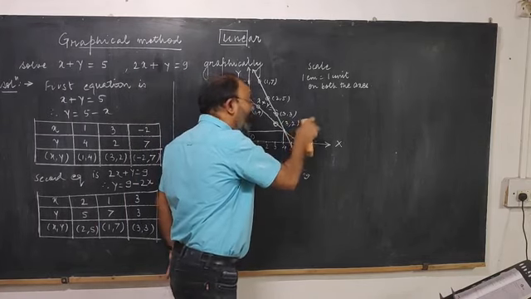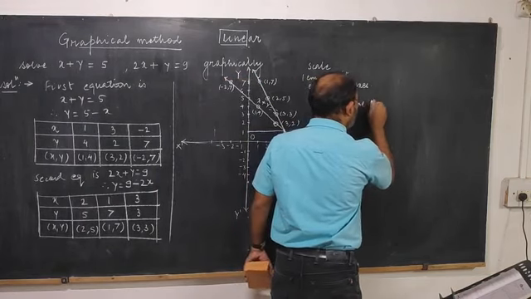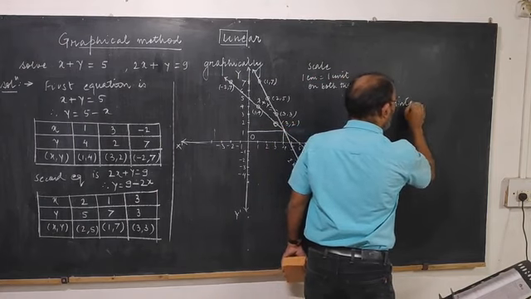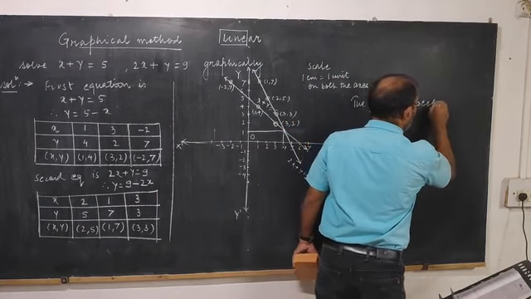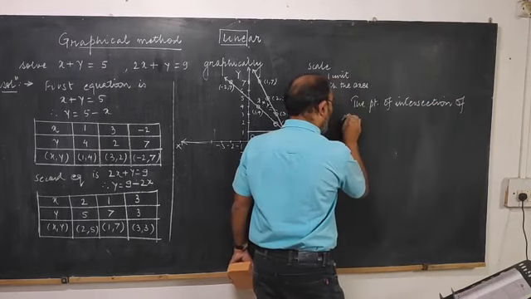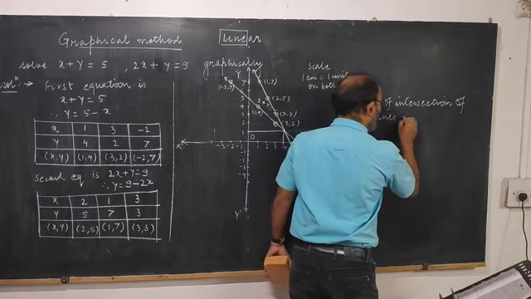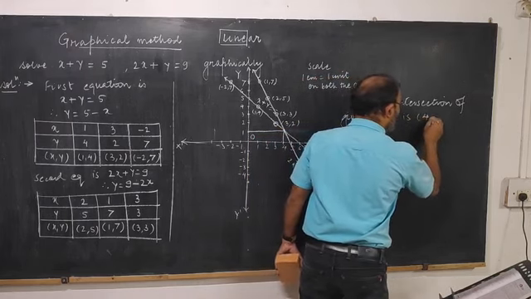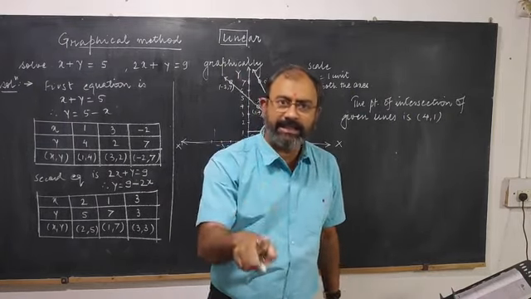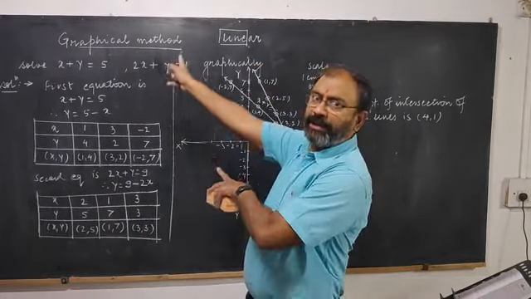This should not be written here. We will write here the point of intersection of given lines is x coordinate 4, y coordinate 1. Whatever point of intersection you get, it is the solution of given equations.